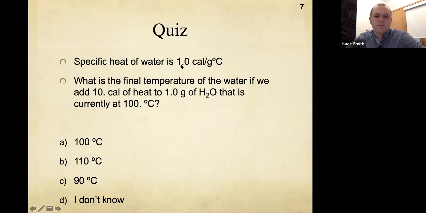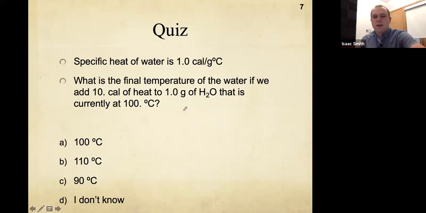All right, so go ahead and answer this. In this quiz, the question says, what is the final temperature of water if we add 10 calories of heat to 1 gram of water that is currently at 100 degrees Celsius?